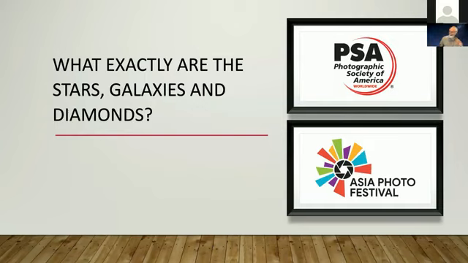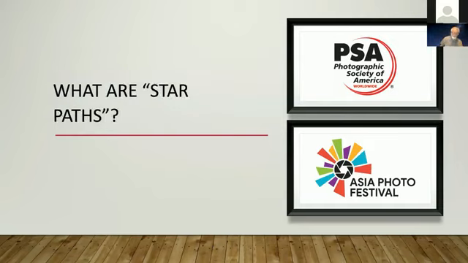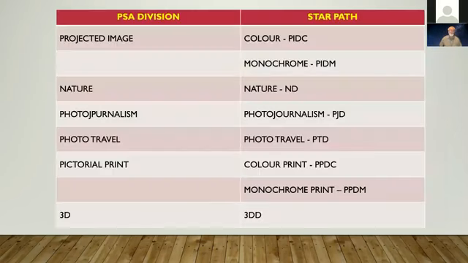Now, one thing that's special with PSA is that they have what are called star paths. This just means that when you are applying for your star ratings, in other words, you are asking PSA to check your acceptances and verify that they're correct, you have to make these star rating applications separately in the different divisions. So you would apply to have your nature acceptances verified on a different application than, say, your photo travel acceptances. So these are all the different star paths.